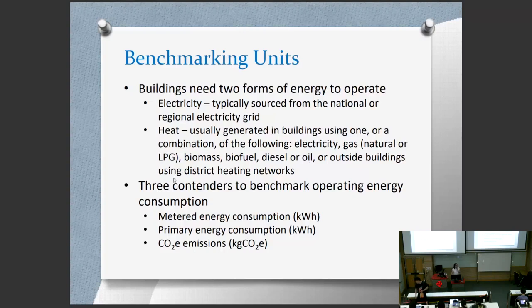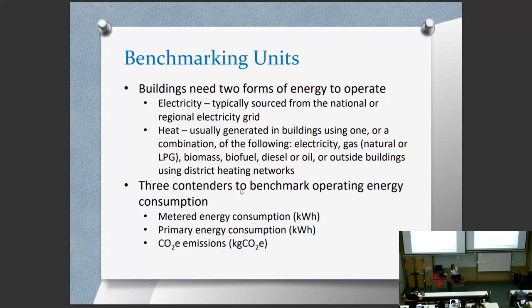Okay. So for the first part of this lecture, we will be referring to a book which studies the operating carbon of buildings in the UK. For the first half of the lecture, we will be using buildings in the UK as an example for the study of operating carbon.